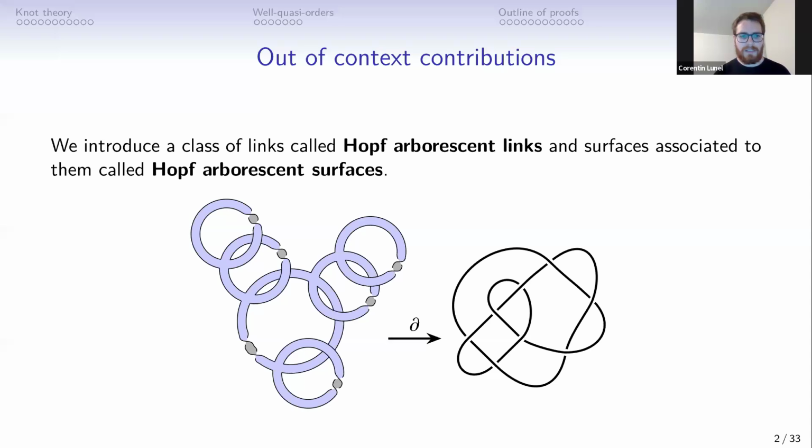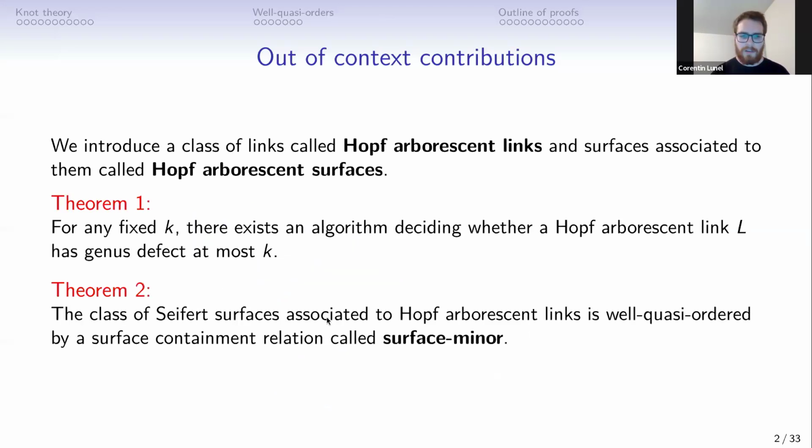So what we do is introduce some mathematical objects, links and surfaces. Don't worry if you don't know what these are. Here are some examples. We prove that there is some quantity related to the links that can be computed, and we prove that the surfaces can be ordered with a nice property called well-quasi-order.